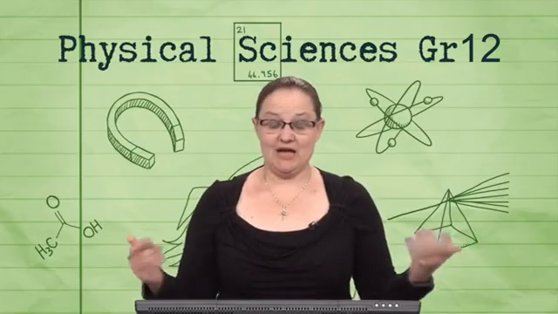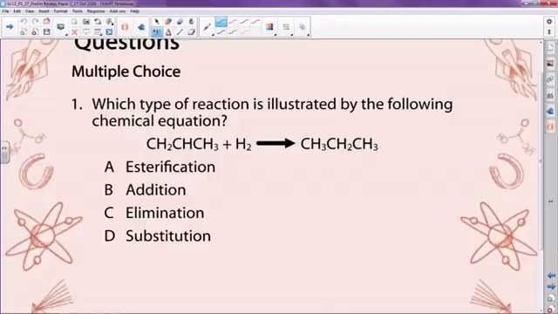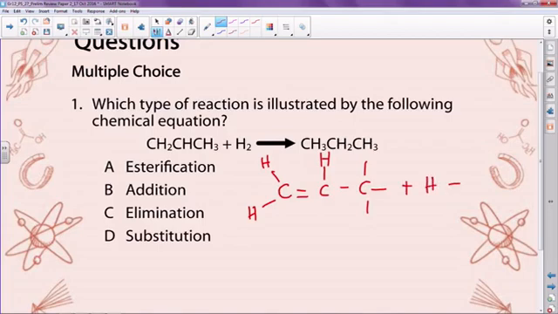All right, grade 12. So how do we work this one out? Well, what I would do is actually draw it out. So I'd go, well, I've got CH2, I have a CH, then I have a CH3, so there must be a double bond there. I add it to hydrogen, that becomes CH3, CH2, CH3, and the double bond disappears.